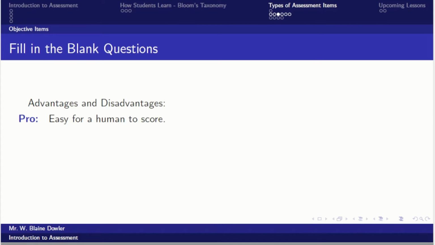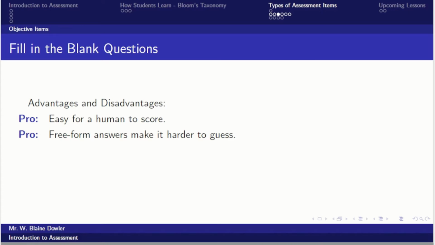Now, fill-in-the-blank questions are also fairly easy for a human to score. Right? You check the blank. Was it filled in correctly or not? It's typically a word at a time. And the fact that we can use free-form answers in most cases makes them harder to guess.